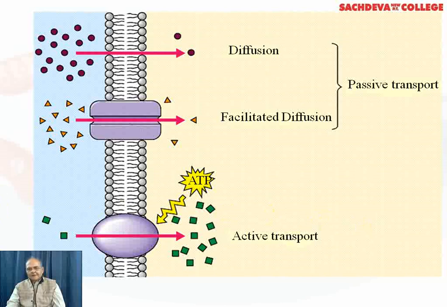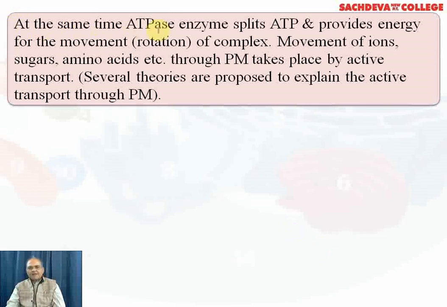Here you can see, in this case, the energy is obtained from the breakdown of ATP. You can see diffusion, where energy is not involved. Facilitated diffusion comes under passive transport, and of course, expenditure of energy is involved in active transport. At the same time, the ATPase enzyme splits ATP and provides energy for the movement, that is rotation of the complex. Movement of ions, sugars, amino acids, etc., through the plasma membrane takes place by active transport.